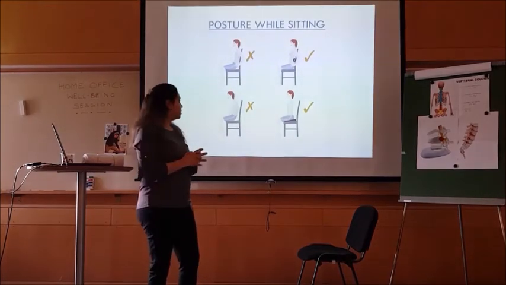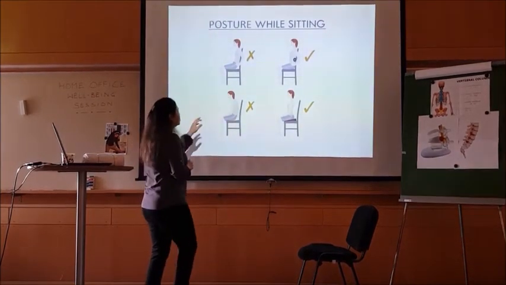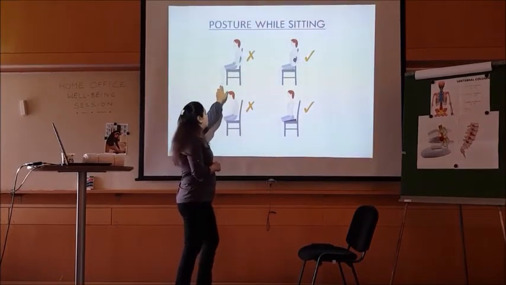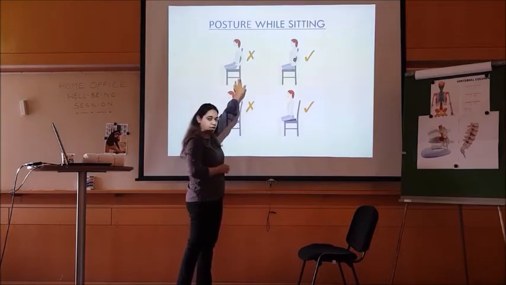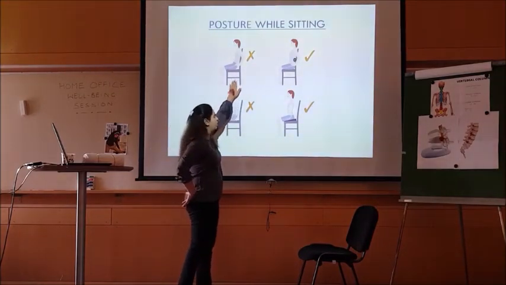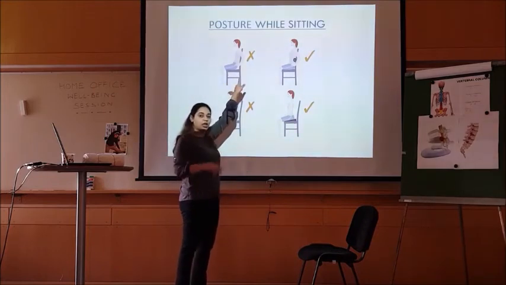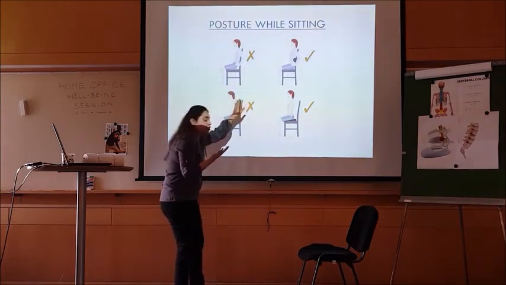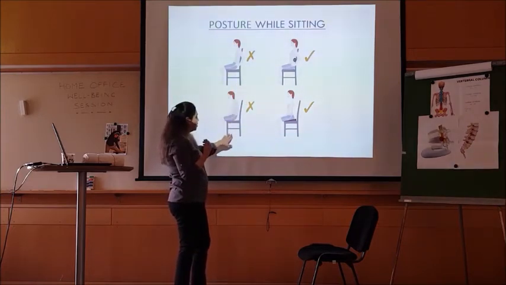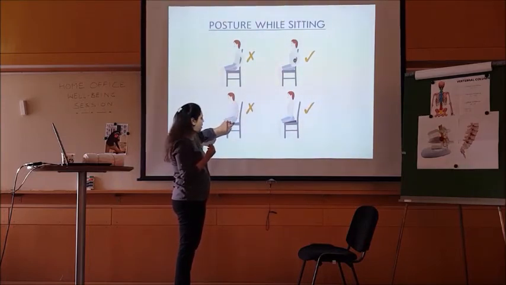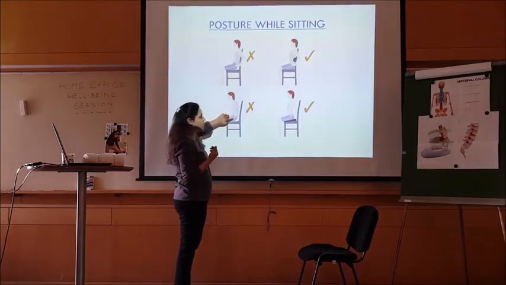Now, what are the postures while sitting? If you see the first picture, the hips are not touching behind the chair, so it's not a right position, because the spinal curve, which is supposed to be an S-shaped curve, is changed into a C-shaped position. Again, in this picture, the spine is not supported with the back of the chair, and the hips are also not supported, and the curve is changed to a C-shaped curve.